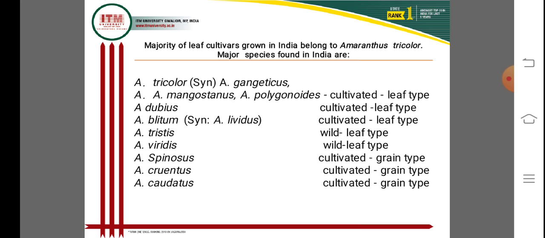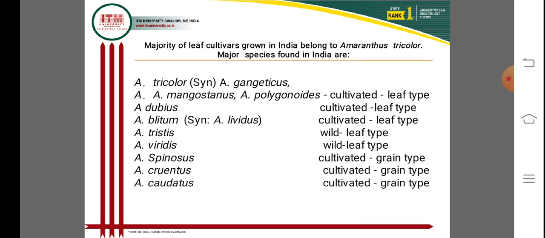Next is the classification on the basis of species found in India. Amaranthus tricolor is very important and is used for ornamental purposes. Next, Amaranthus mangostanus is cultivated for leaf purposes, as a food material in human diets. Amaranthus dubius is also a cultivated leaf type, and Amaranthus blitum is also very important as a leaf type.